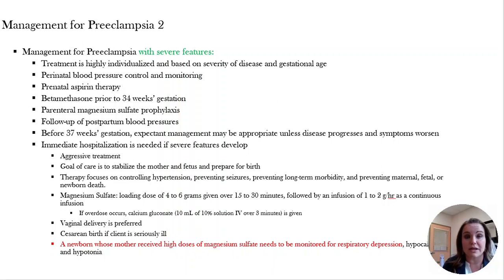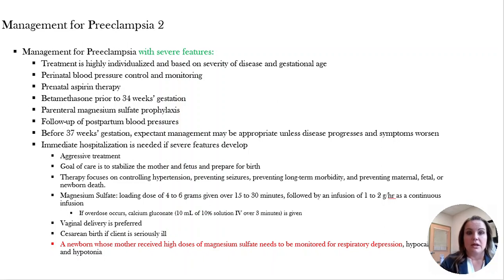So with magnesium sulfate, as the blood levels rise, patients start to exhibit certain signs of that increasing level. First they lose their deep tendon reflexes, then they get respiratory depression, and then they get cardiac abnormalities. So as that magnesium level rises, we start to see changes in our assessment. So it's really important to be doing close hourly assessments of those things, deep tendon reflexes, respiratory rate, things like that.